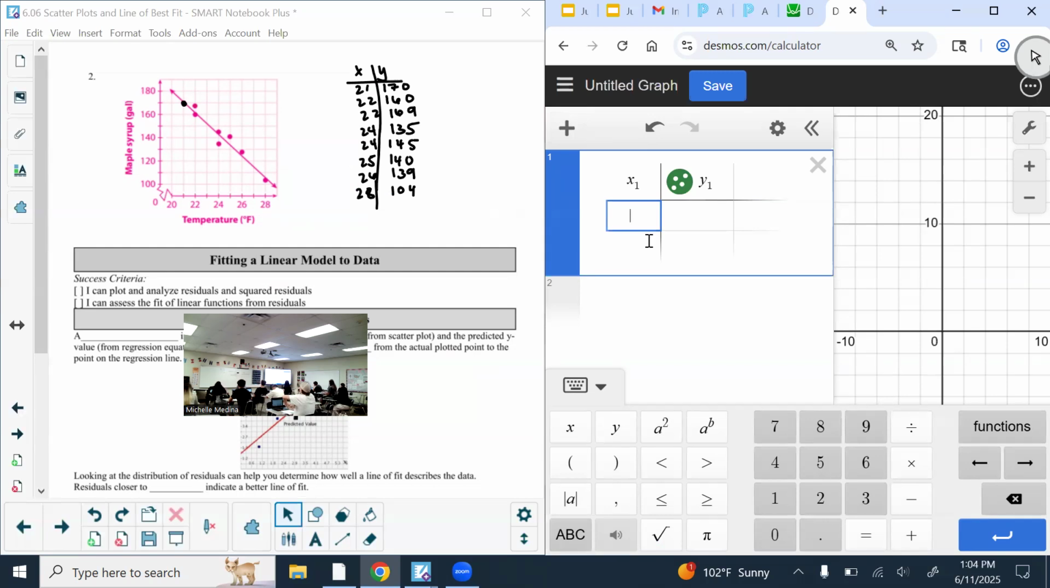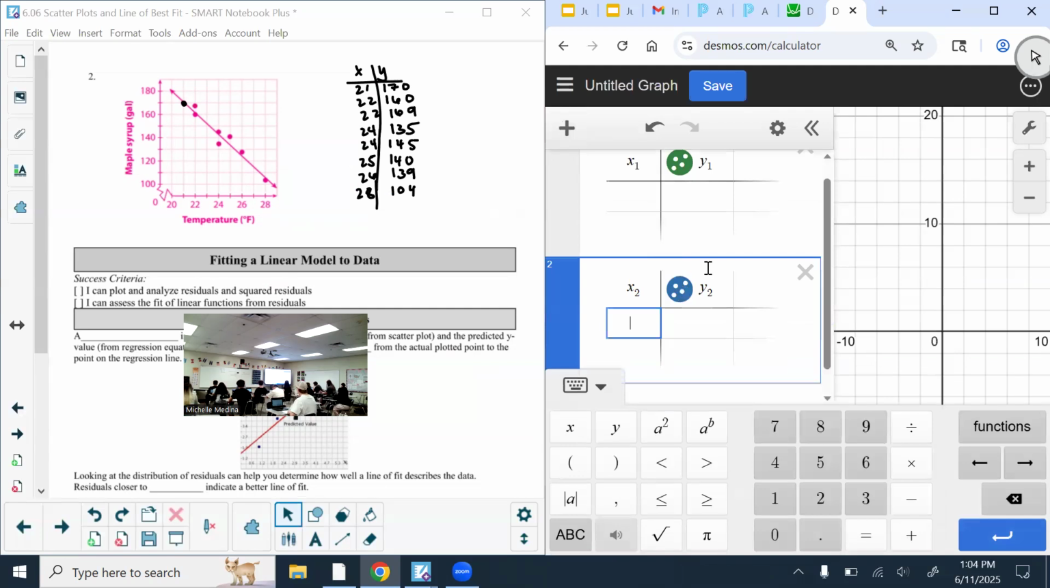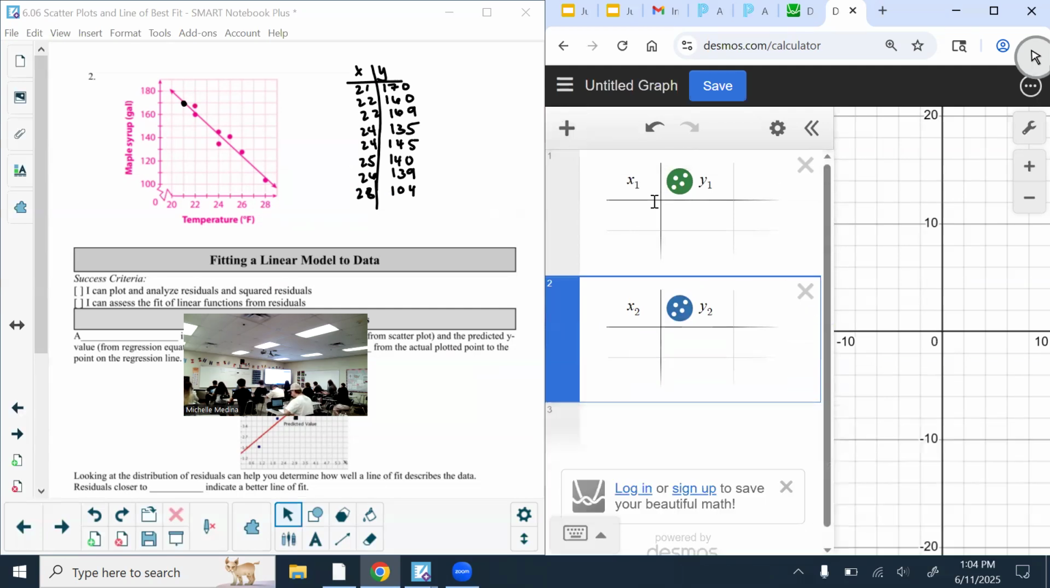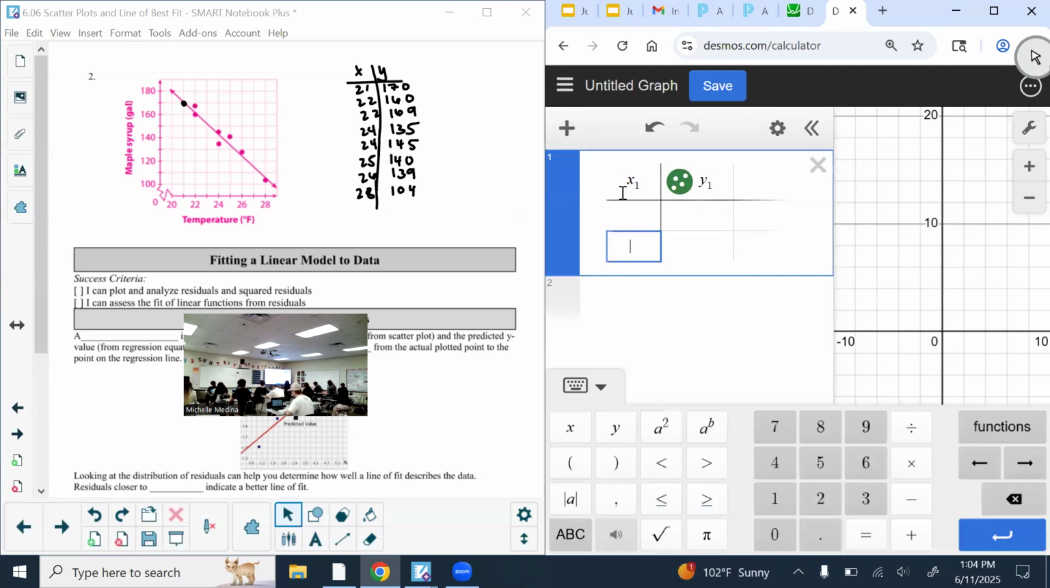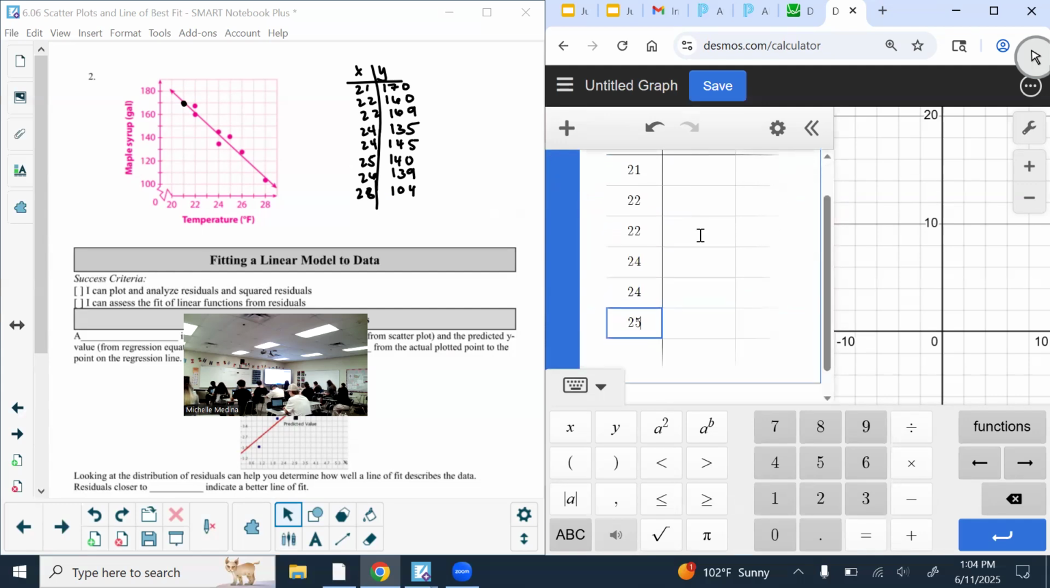This should say X1, Y1. If you put in multiple tables, then it'll probably change it to X2, Y2. Just make it X1, Y1 to make it easier if it does change. And then you're transferring your data from the scatter plot onto your table. Don't leave any off. We're just estimating it, so if you estimated some of them a little bit differently, that's fine as long as you know how to read and know what numbers it's between. It should be close.